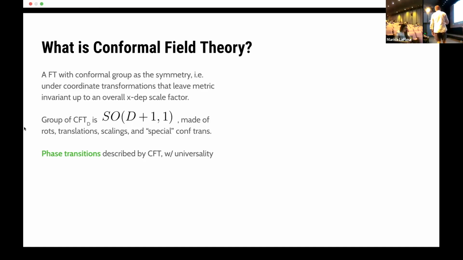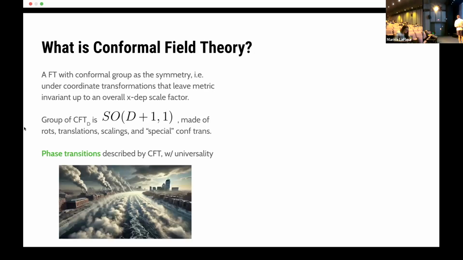So the conformal group is made up of rotations and translations that we know and love, scalings, which is related to scale invariance of the theory, and then these special conformal transformations. And the reason that we're interested in this physically is that phase transitions are described by conformal field theories with certain universality properties, in the sense that those phase transitions are characterized by certain scaling exponents, and many different physical systems have the same scaling exponents, which is the notion of universality.